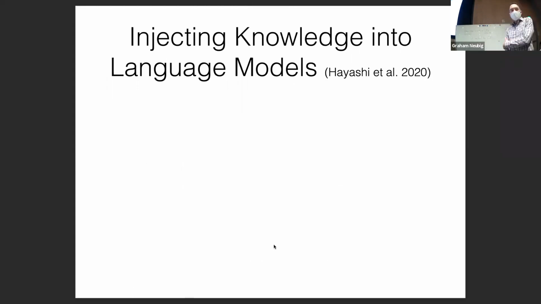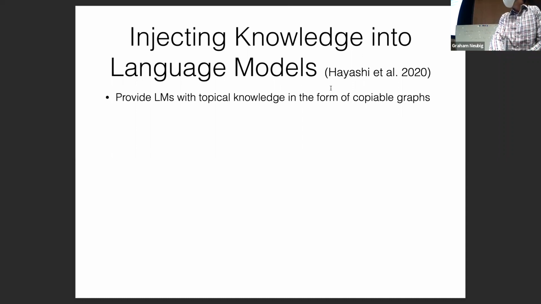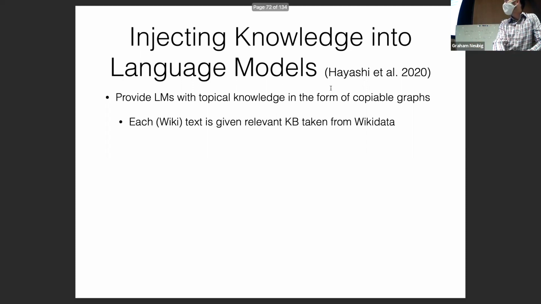Another way that you can use structured knowledge is by injecting knowledge into language models. And this is something that I'm actually pretty excited about from the point of view of improving factuality of language generation or things like this. This cited paper here is one of our papers, but there's also other papers on this topic as well. So basically, the way we did this is we provided LMs with knowledge in the form of graphs, where you can copy things from individual relations in the graphs.